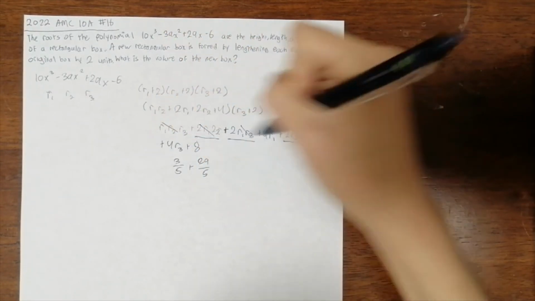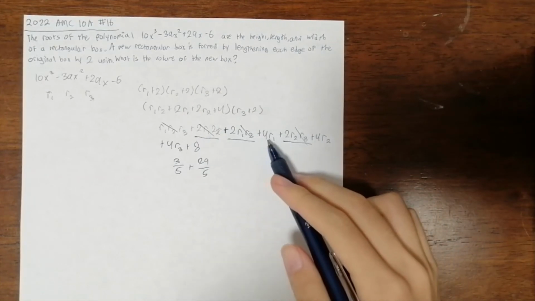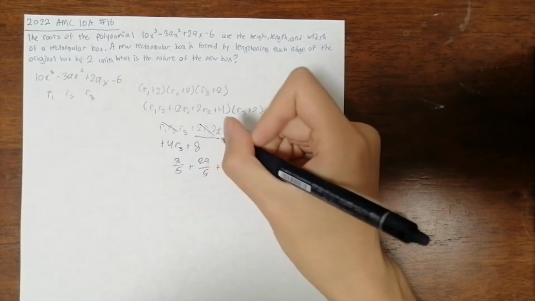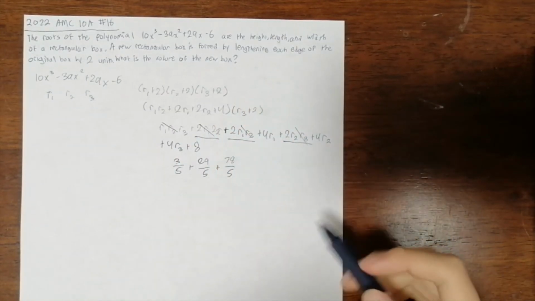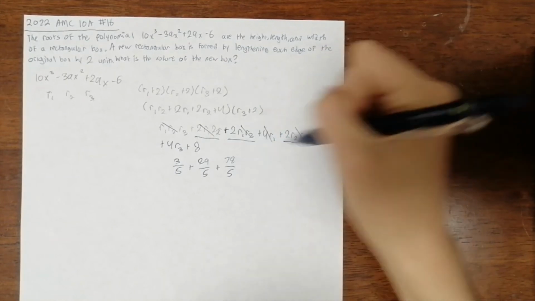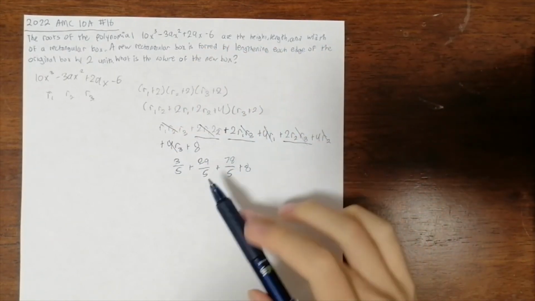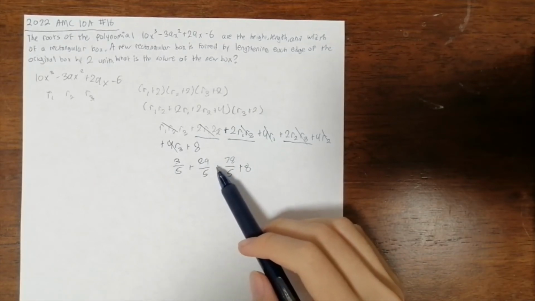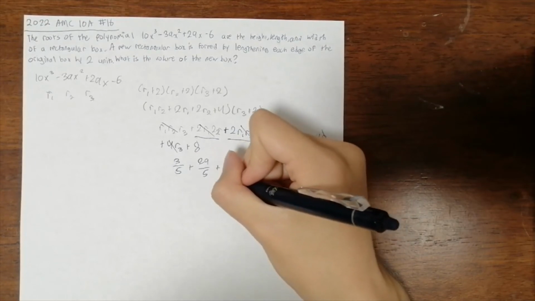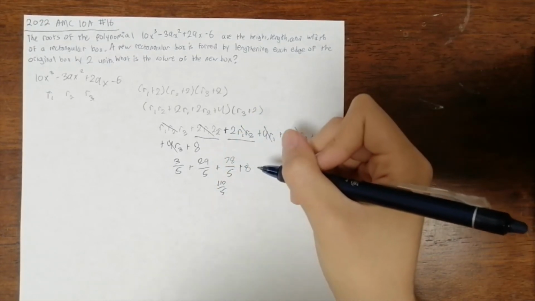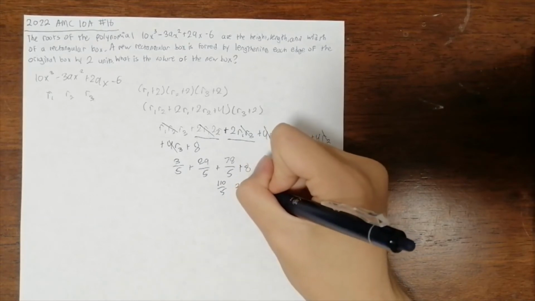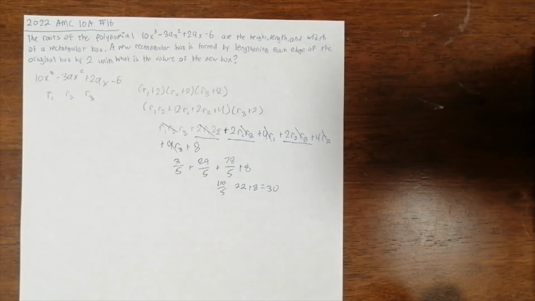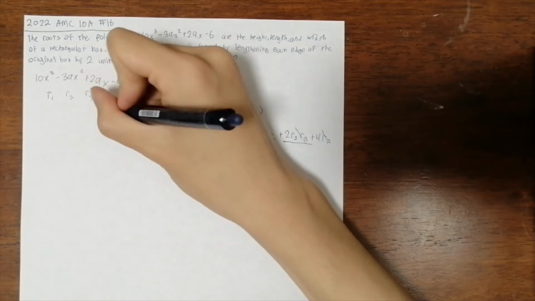So I'll just cross these out. Plus 4 times the sum of the roots, which is going to be 39 over 10, so that would be 78 over 5. And finally, plus 8. So this would be 110 over 5, which is 22, and plus 8 is 30. I forgot to write the answer choices, but I think that is answer choice D.